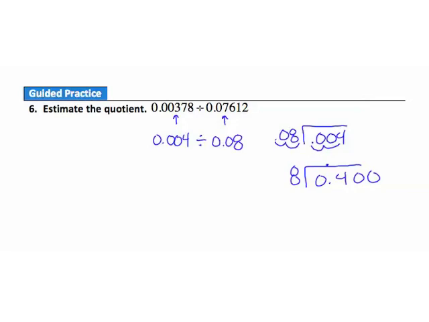8 will not divide into 0. It will not divide into 4. So we're going to put a 0 over that. It will, however, now divide into 40. And 8 is going to go into 40 5 times. 5 times 8 is 40. We subtract, we get 0. So we're done with this division problem. So when I estimate this quotient, the actual answer to this problem should be somewhere close to 0.05.